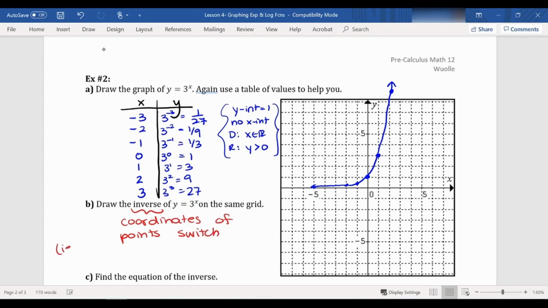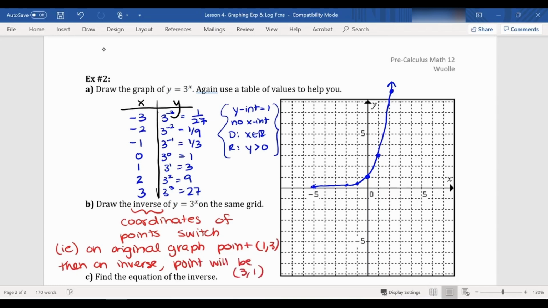So what I mean by that is on the original graph, we have a point (1, 3). Then on the inverse, the point will be (3, 1). The points are literally going to swap.